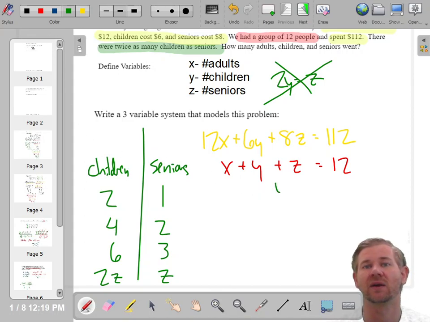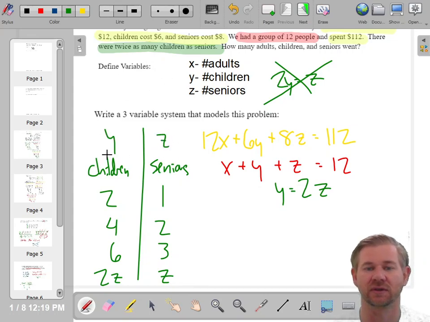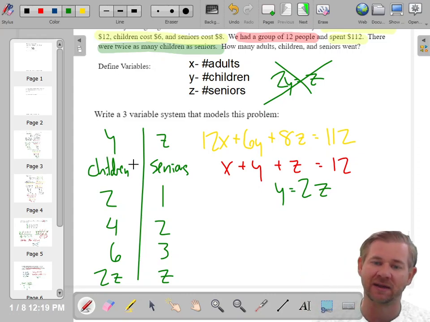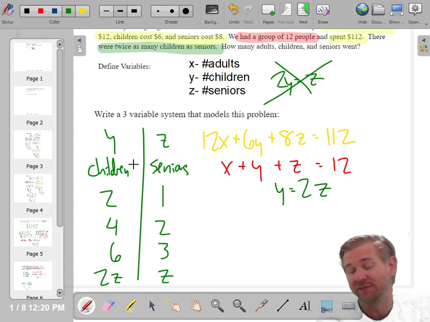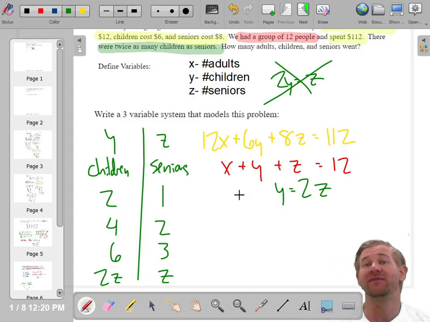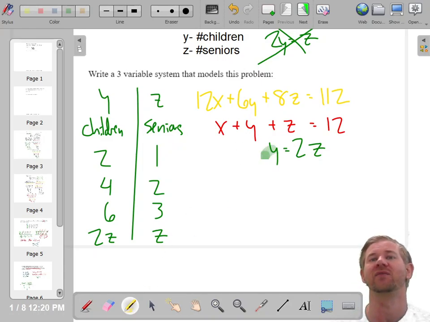Children is Y. Y equals 2Z. Okay, you have to double the amount of seniors to get the children. It's kind of backwards from what you think, but you have to double the smaller amount of things to get the larger group. The larger group is double the smaller amount. Now we've got that. Once you get to there, it's actually going to be easier to solve using substitution in this case because we have Y equals.